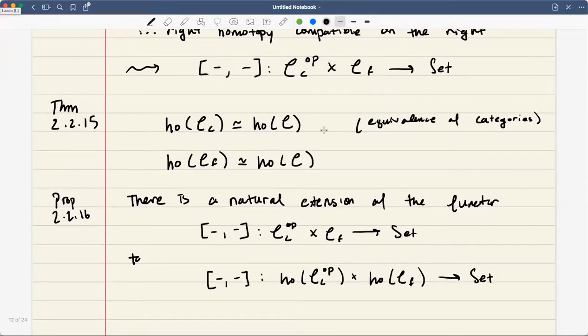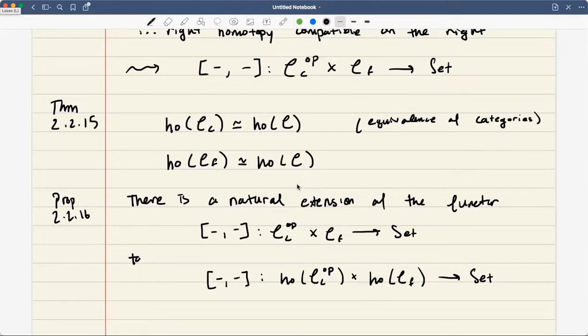Okay, so the next theorem is pretty cool in my opinion, saying that the homotopy category, which was the category with this universal functor sending C to, universally forcing your weak equivalences to become isomorphisms. Your homotopy category of your cofibrant objects is equivalent to the homotopy category of your original category. And similarly for fibrant objects.